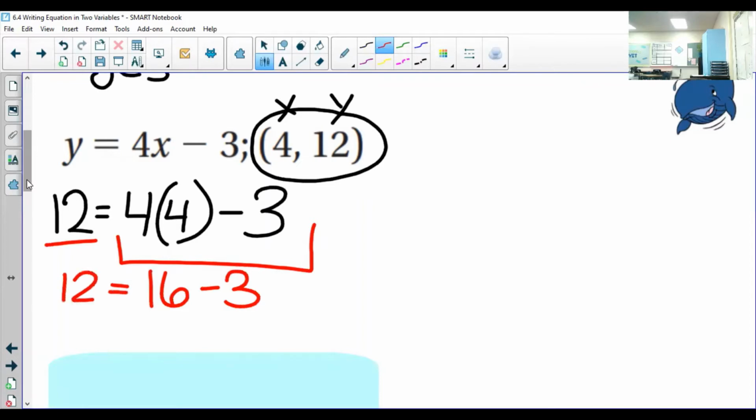Okay, now I have 16 minus 3. 16 minus 3 is 13. So now I have 13 equals 12. Is that true? Does 12 equal 13? No, that is not true. So 4, 12 is not a solution to this equation.